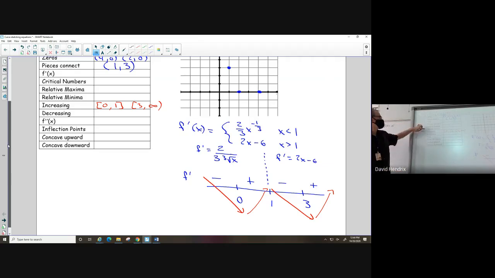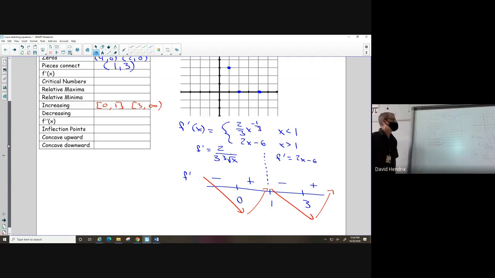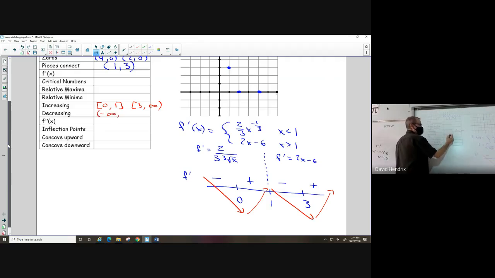This is what we're talking about. This is not f prime increasing or decreasing. We're talking about the actual graph that we're going to draw. The f of x graph that we draw should have these intervals of increasing and decreasing. And we're going to be decreasing from negative infinity to 0, and then from 1 to 3. Everybody good with that? That's what the sign chart tells us.